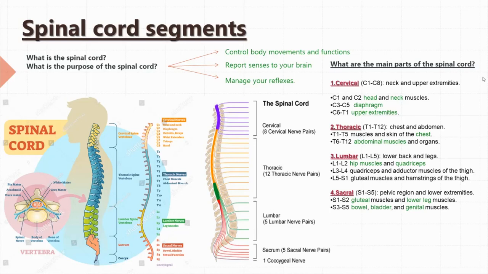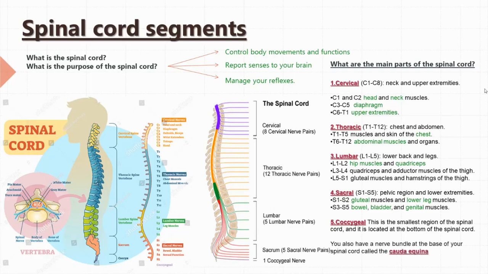And then you have the sacral part, also responsible for the sacral plexus, and lumbar for the lumbar plexus. The sacral part is from S1 to S5 and is controlling the pelvic region and the lower extremities. And the last one is the coccygeal part. This is the smallest region of the spinal cord, located at the bottom of the spinal cord, and it is associated with the tailbone region.